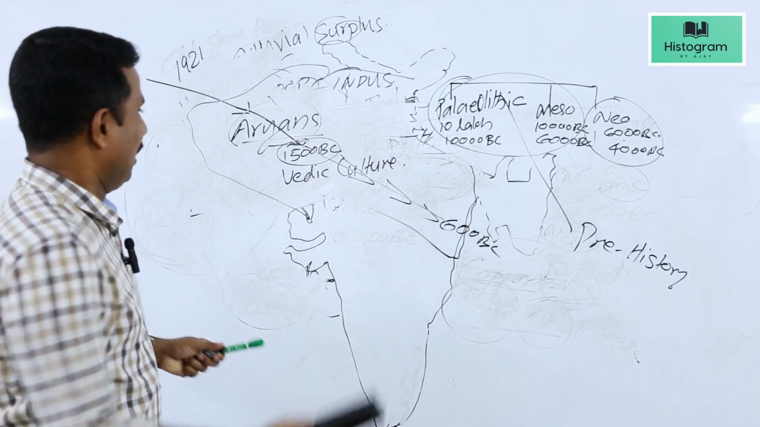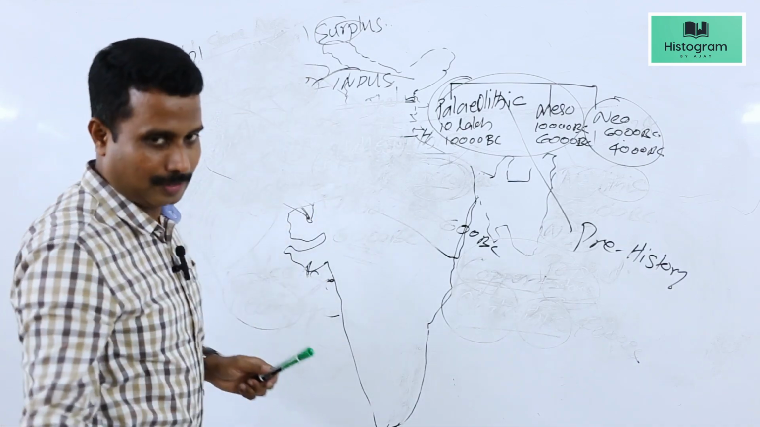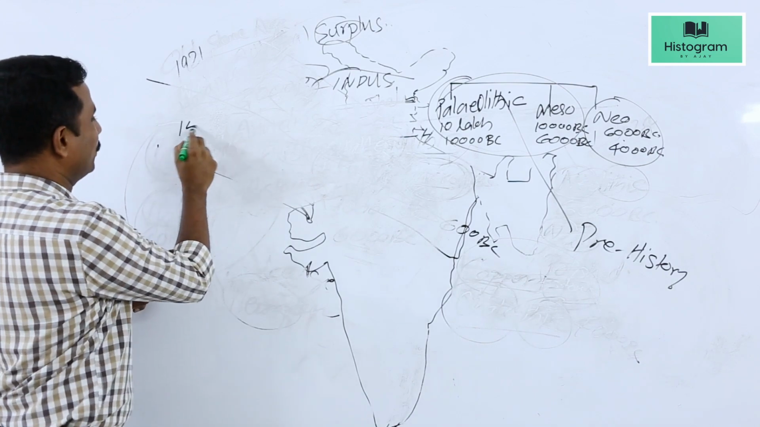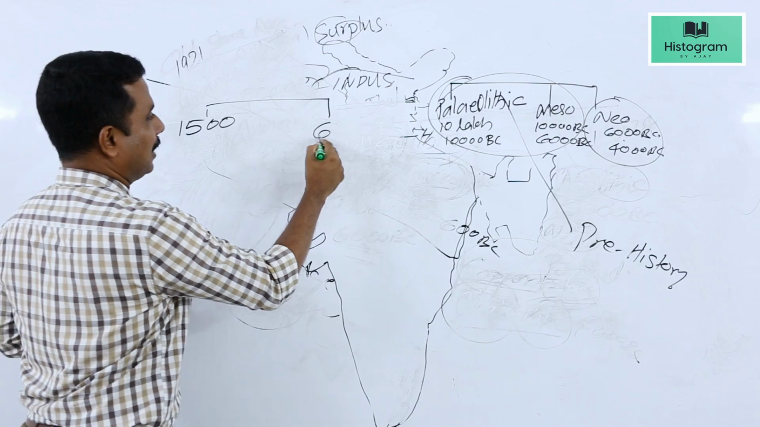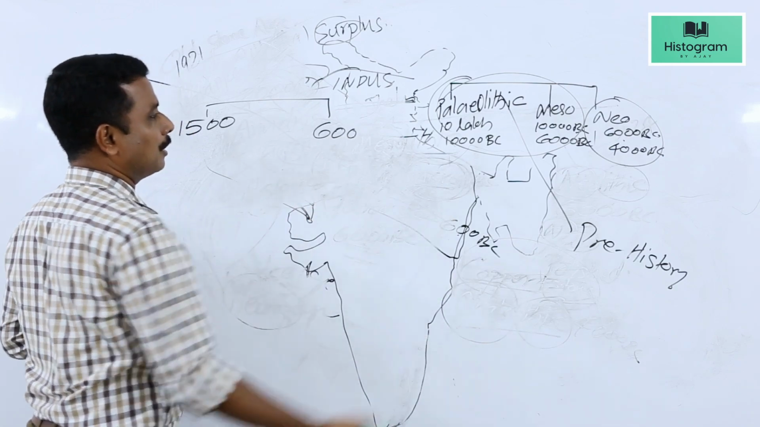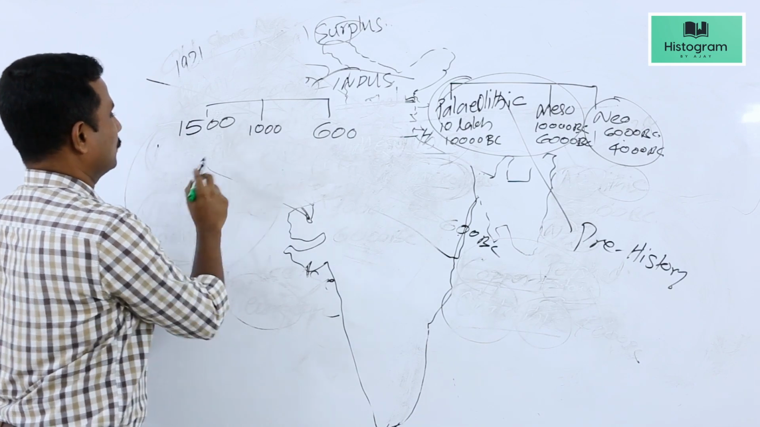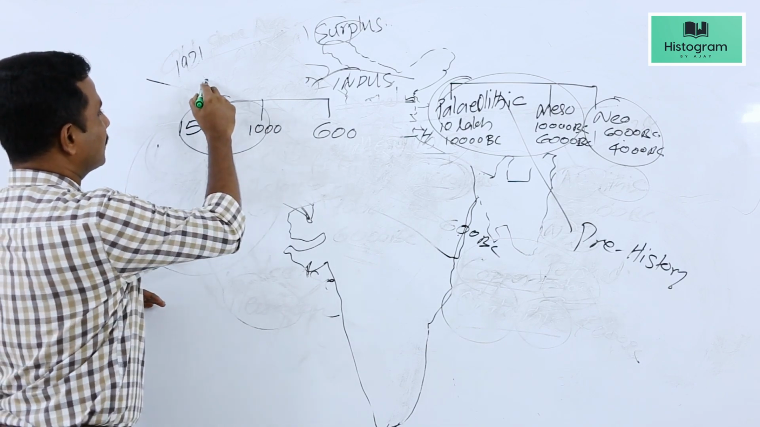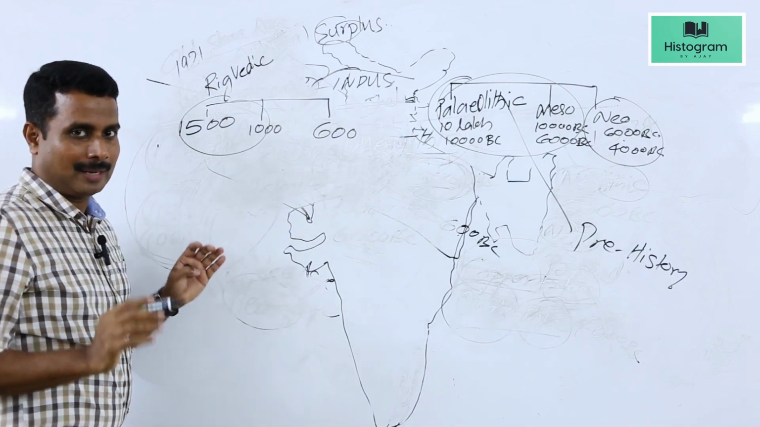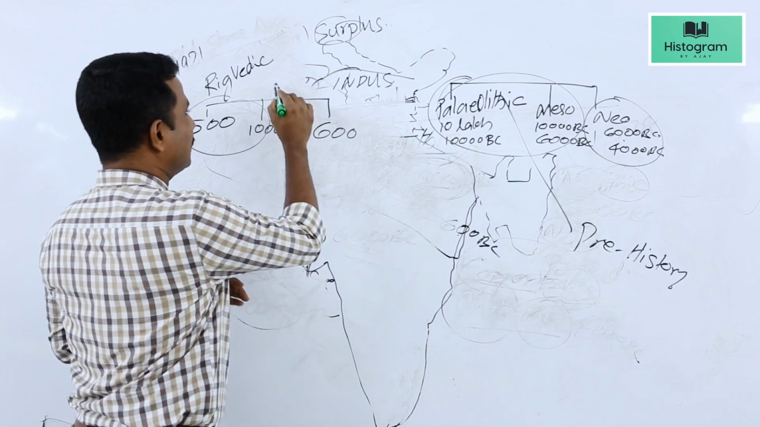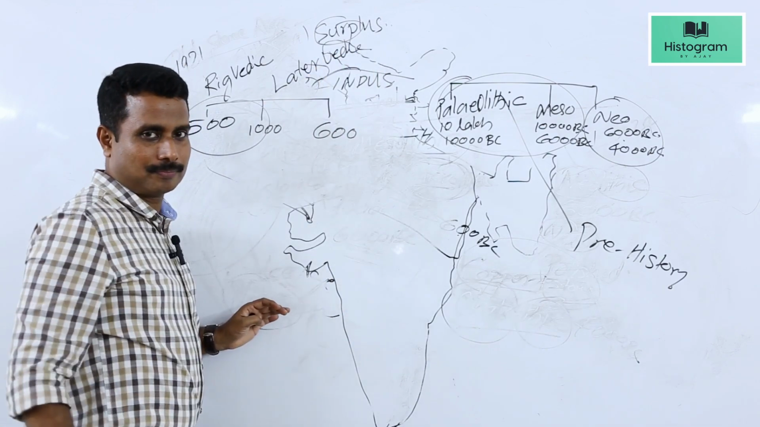So this Vedic culture can be divided into two parts. As I told you, from 1500 they started reaching here, and by 600 they reached up to the eastern part of India. So this can be divided into two. The first 500 years is known as the Rig Vedic period, and this is known as the later Vedic period.